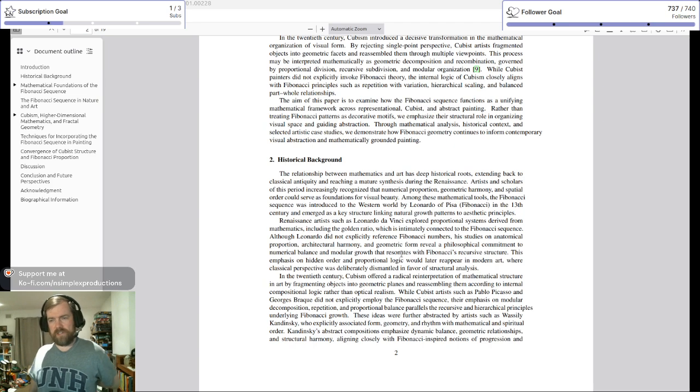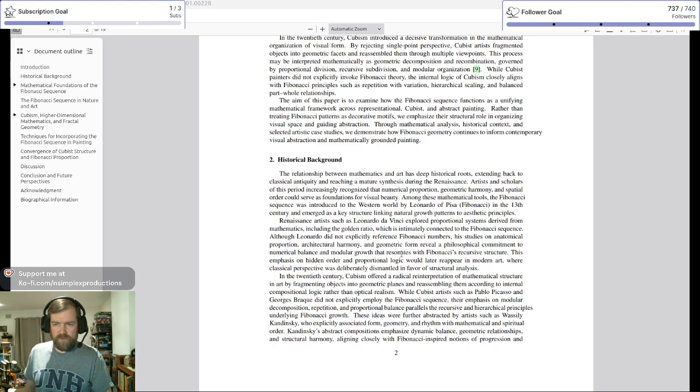Renaissance artists such as Da Vinci explored proportional systems derived from mathematics, including the golden ratio, which is intimately connected to the Fibonacci sequence. Although Leonardo did not explicitly reference Fibonacci numbers, his studies on anatomical proportion, architectural harmony, and geometric form reveal a philosophical commitment to numerical balance and modular growth that resonates with Fibonacci's recursive structure. This emphasis on hidden order and proportional logic would later reappear in modern art, where classical perspective was deliberately dismantled in favor of structural analysis.